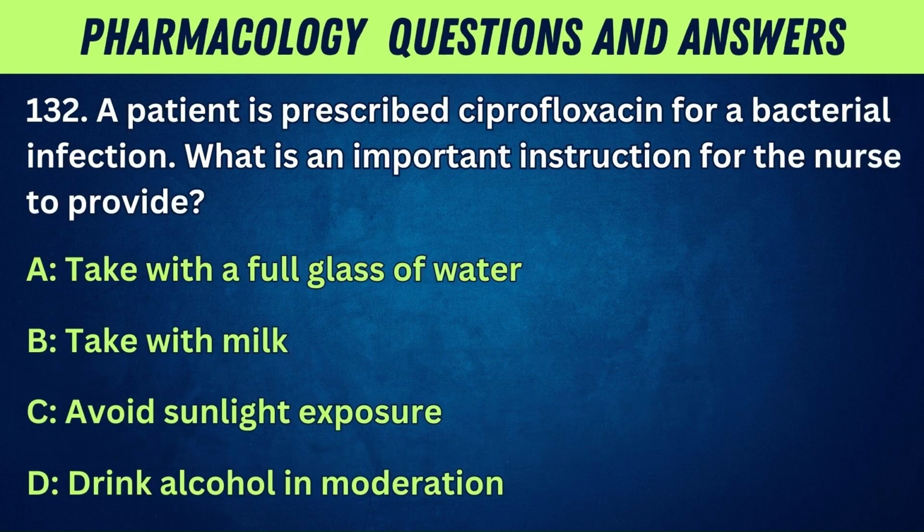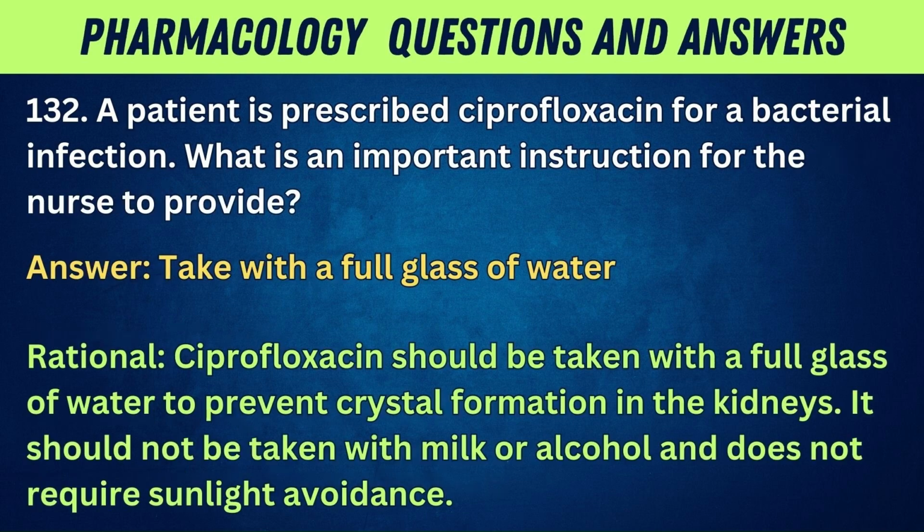132. A patient is prescribed ciprofloxacin for a bacterial infection. What is an important instruction for the nurse to provide? A. Take with a full glass of water. B. Take with milk. C. Avoid sunlight exposure. D. Drink alcohol in moderation. Answer: take with a full glass of water. Rationale: ciprofloxacin should be taken with a full glass of water to prevent crystal formation in the kidneys. It should not be taken with milk or alcohol and does not require sunlight avoidance.